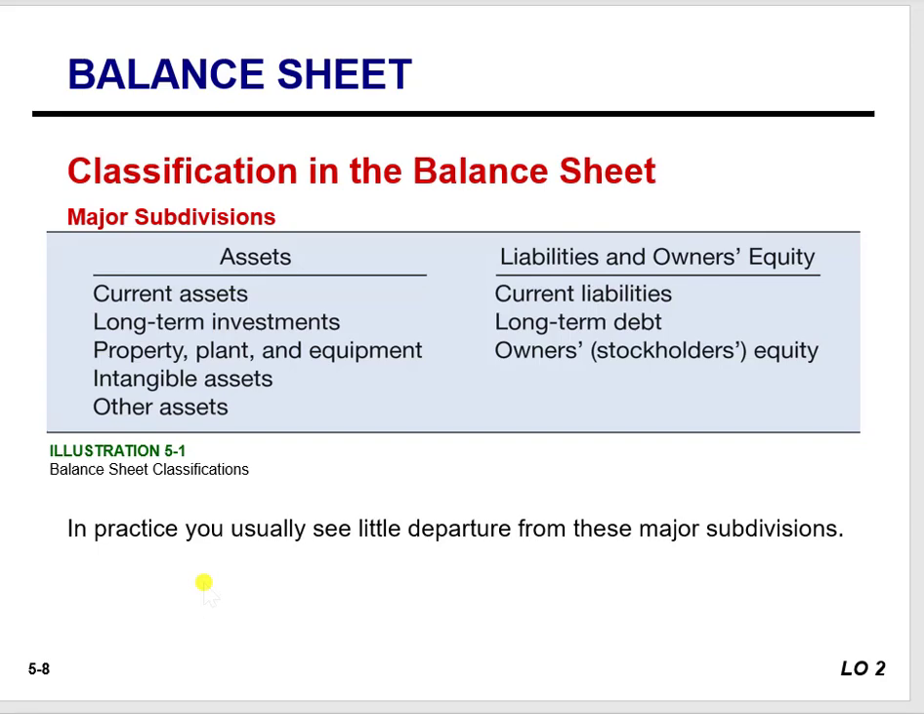So the major subdivisions: you have assets, which we just covered, and liabilities and owner's equity. The types of assets for the subdivisions are current assets, long-term investments, property, plant, and equipment, intangible assets, and other assets. And for liabilities and owner's equity, you have current liabilities and long-term debt, and then you have the owner's equity or stockholders' equity. The book noted that in practice, you usually see little departure from these major subdivisions of a balance sheet.